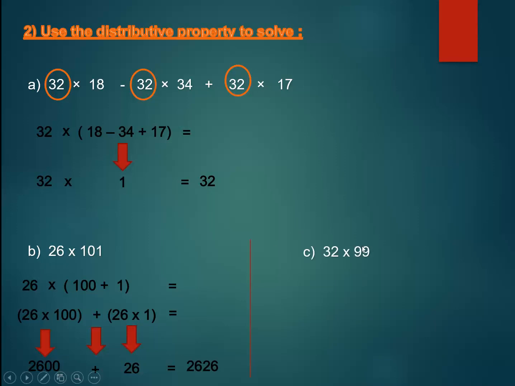Okay, 32 times 92. 92 means 100 minus 1. So we can represent 32 times 100 minus 1. So distribute: 32 times 100 minus 32 times 1 will be 3200 minus 32, which will be 3168. Thank you.